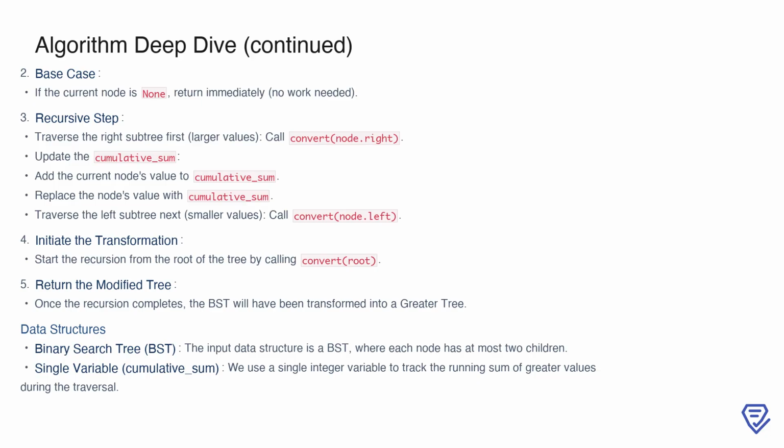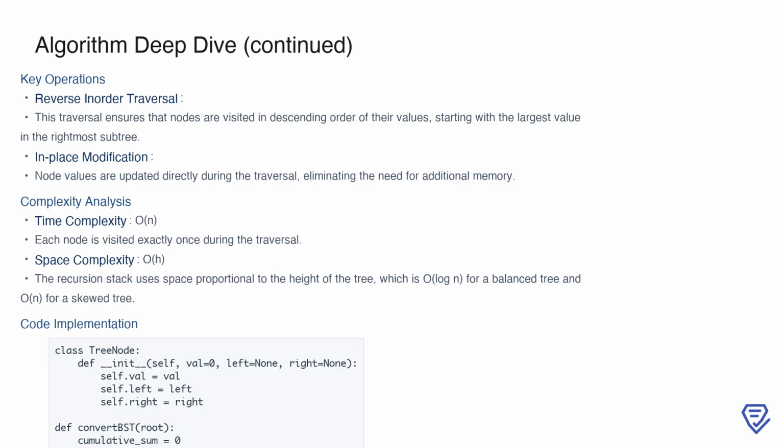Throughout this process, we're only using the BST itself and a single variable for the cumulative sum, making the solution efficient and memory-friendly. The key operation here is the reverse in-order traversal, which ensures that nodes are visited in descending order of their values. Starting from the rightmost node, which holds the largest value, we work our way back to the root and then to the left subtree, progressively updating the cumulative sum and the node values. This traversal is crucial because it aligns perfectly with the requirements of the problem.